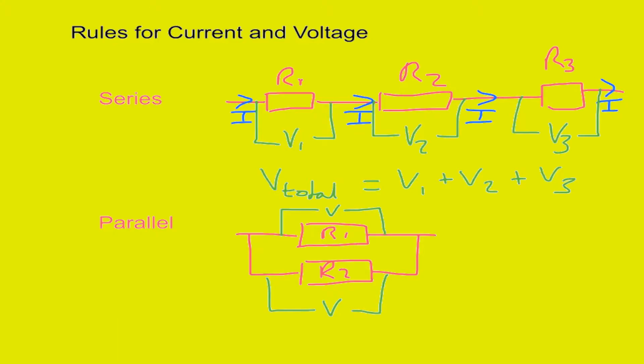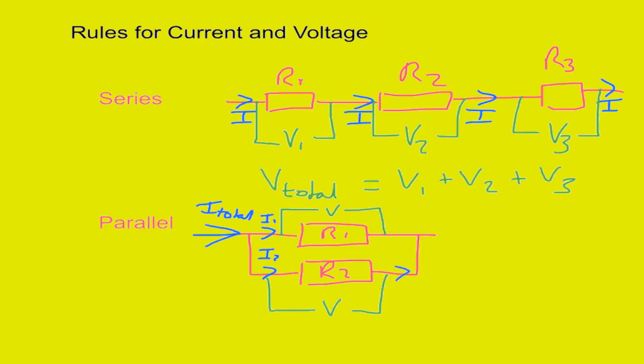So the current is a different story. If we have the current entering here, let's call it I total, that current will then split up at the junction. Some of it, I1, will travel through R1, some of it, I2, will travel through R2. The amount of the current that travels through depends on the size of the resistors. The lower the resistance, the greater the current that will flow through it.